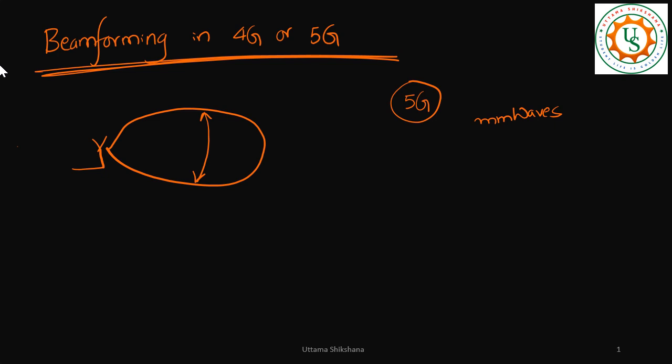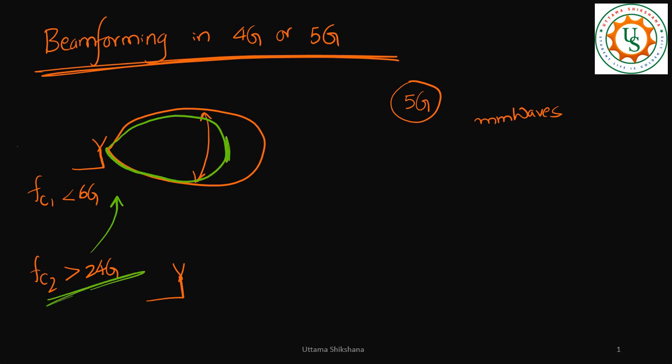What was the problem? If you take the same single antenna, let's say this is a center frequency F1, which was less than 6 gigahertz. Let's say another center frequency F2, which is greater than 24 gigahertz. With such a high frequency, let me write that in a different color. Then the beam would travel a lesser distance. As you can see, this is traveling less distance because at high frequency the path loss is very high, and it travels very little distance, because of which we are not able to get very good coverage. So for this, one of the things which we spoke about is that you deploy multiple antennas.